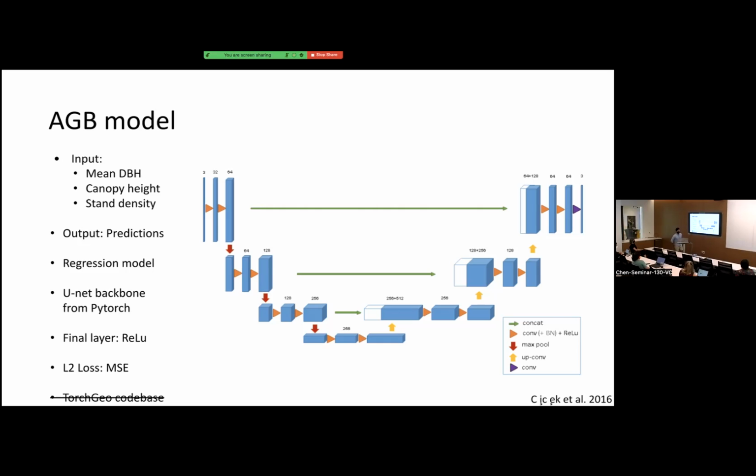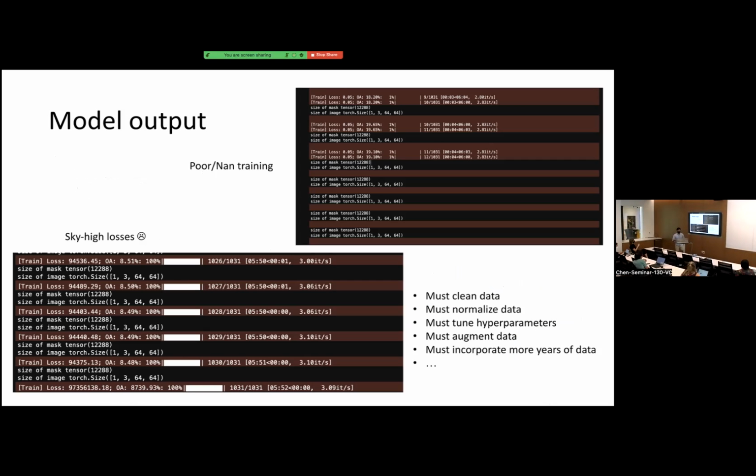I also tried using TorchGeo as a code base. I think Felix had more luck than I did in getting it running. I eventually dropped it like 2 days ago. So good on you, Felix, for sticking with it. We actually started two training runs, but they did not work, unfortunately. As you can see, I eventually just got NaNs as loss values. And here, I have a loss of 97 million.